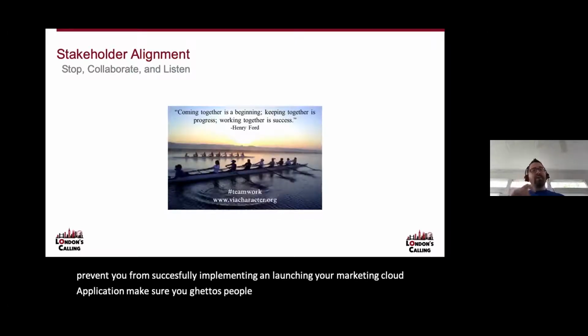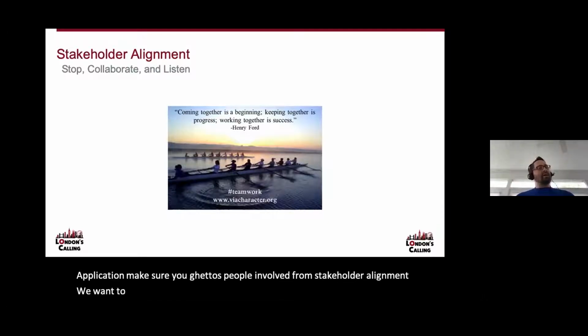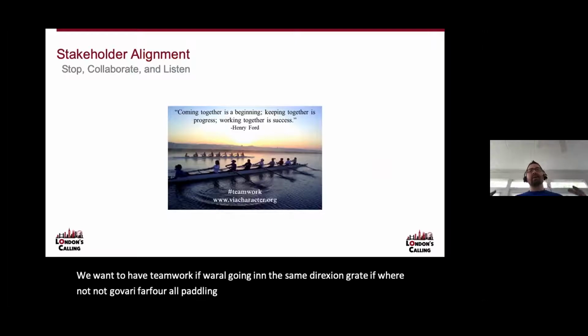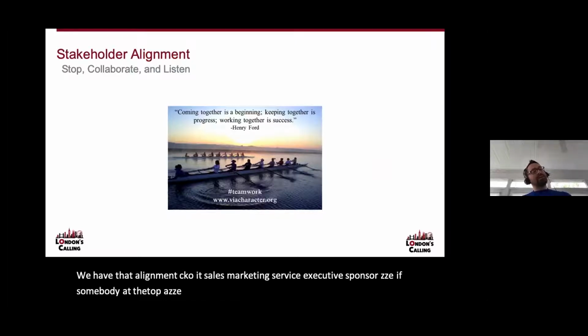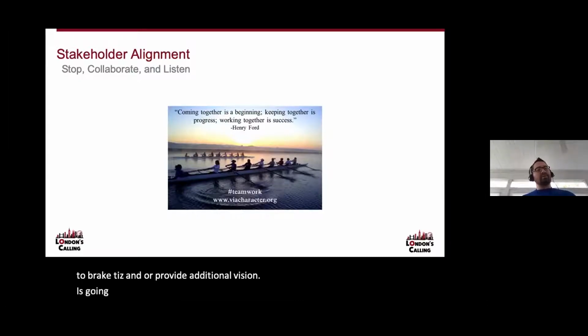So from a stakeholder alignment, we want to have teamwork. If we're all going in the same direction, great. If we're not, you're not going to go very far if we're all paddling in different directions. So we want to make sure that we have that alignment. So IT, sales, marketing, service, executive sponsors. If you don't have somebody at the top as an executive sponsor, a leader, somebody with authority to break ties and/or provide additional vision, it may be very challenging for you to be successful in your rollout. So you want to identify those individuals and get them on the same page.